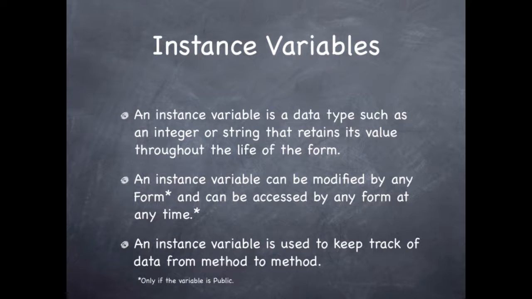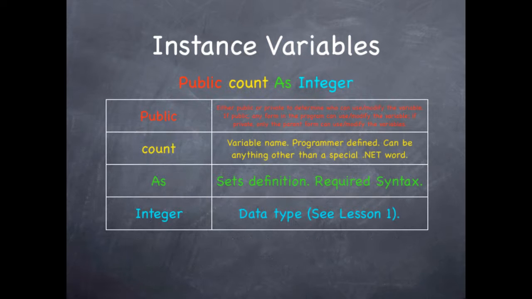To do that I need an instance variable, which goes with the form and not with a method, because when it goes with the form it does not disappear and get garbage collected as soon as the method is done. An instance variable can be modified and accessed by any form at any time, but this is true only if the variable is public. If it is not public, it can only be accessed by its parent form. An instance variable is used to keep track of data from method to method, like I just said.